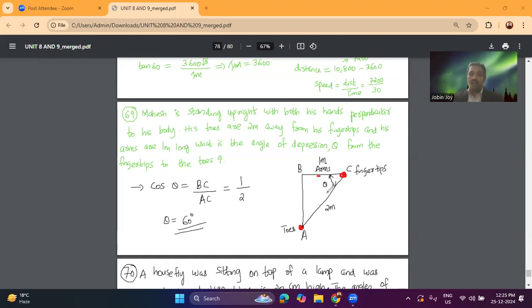And his arms are 1 meter long. So this is his body and this is the length of his arm. This is 1 meter. What is the angle of depression theta from the fingertips to the toes? We have to calculate this angle theta.